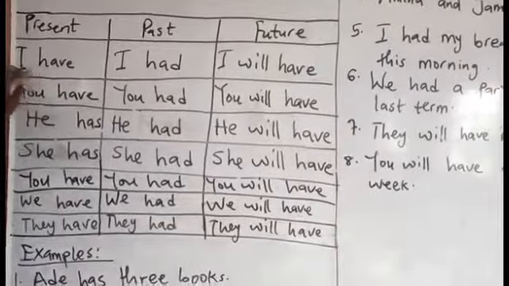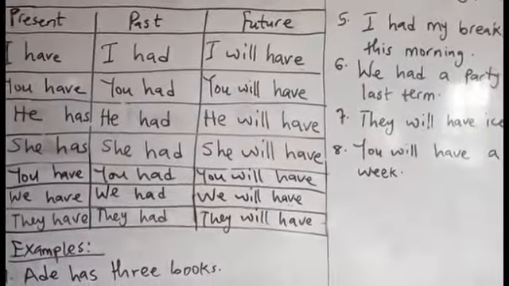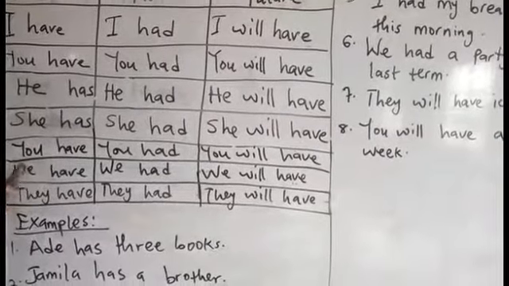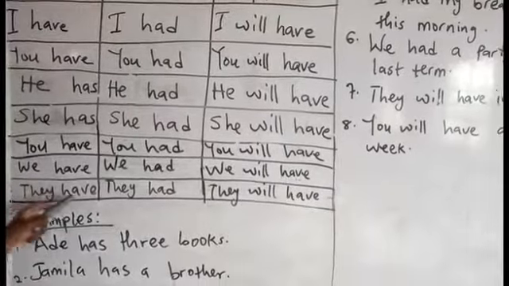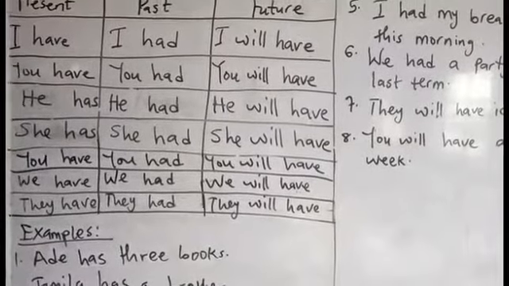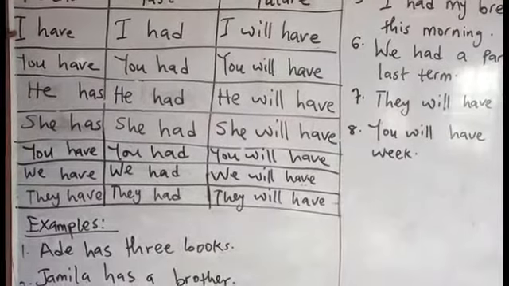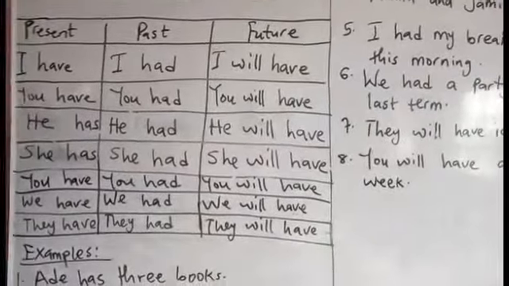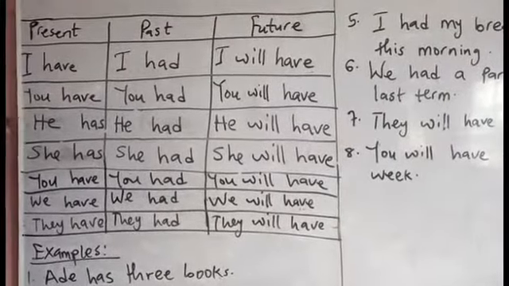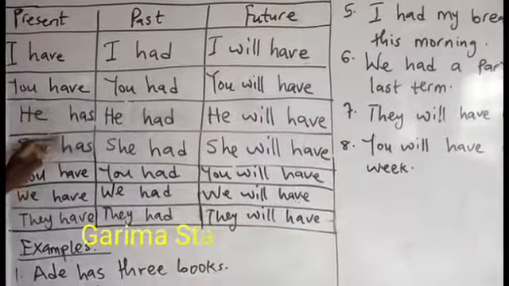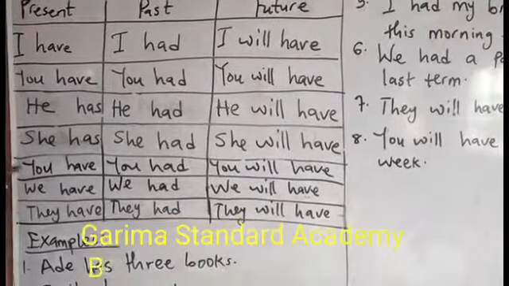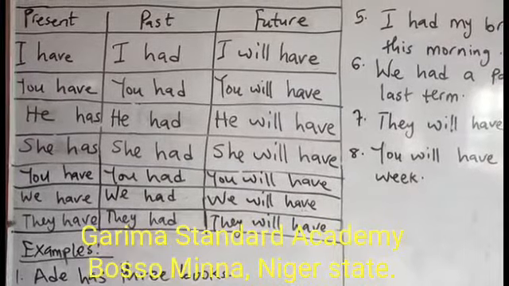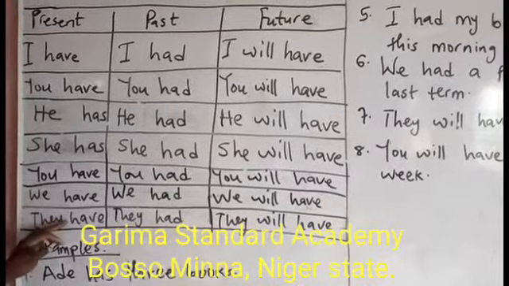I have, you have, he has, she has, you have, we have, and they have. Now, here we see the first person singular, second person singular is the same. The third person, which means the he or she, is the same, has. And the first person plural, second person plural, and the last one is the same, have.